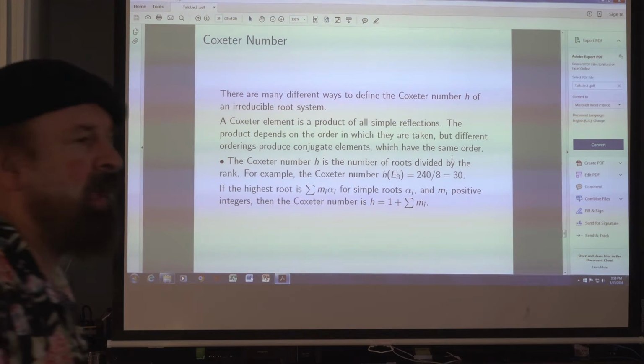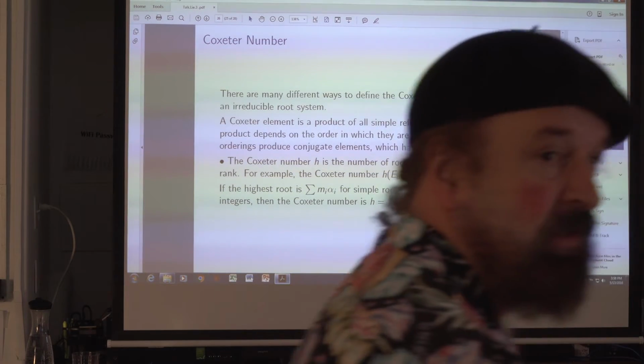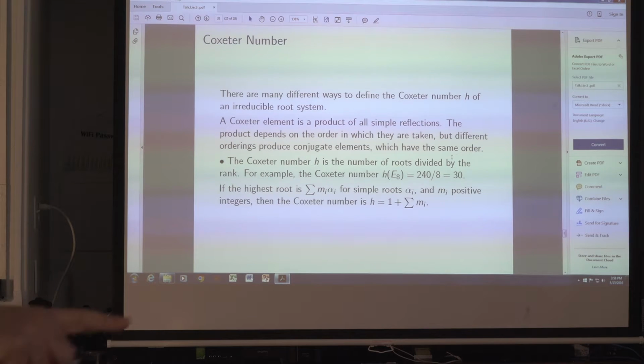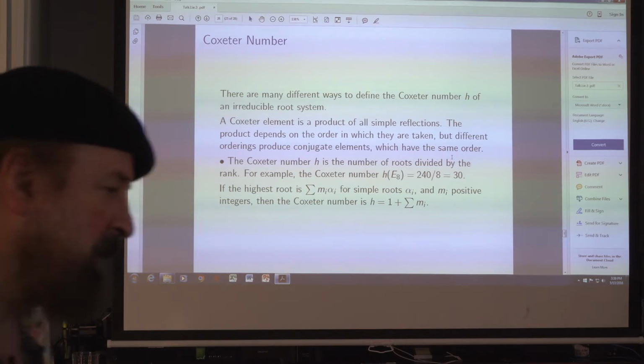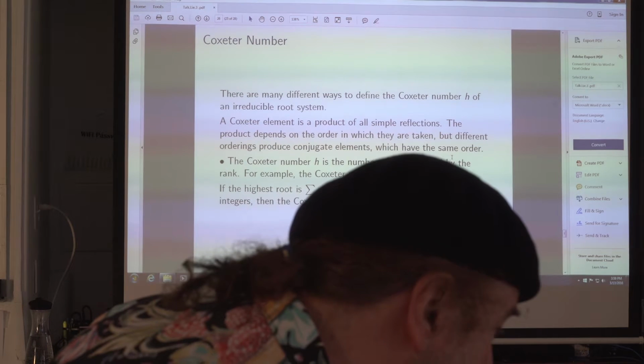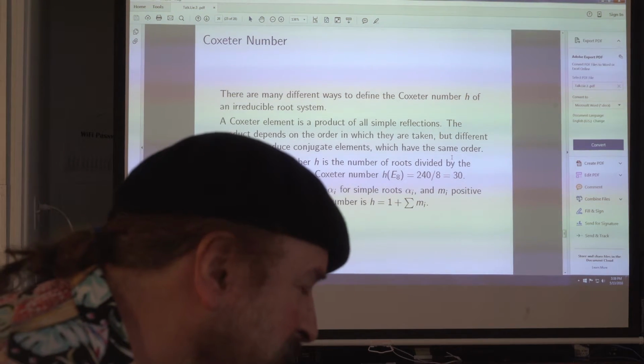You have all the drawings in your book on pages 310, 311, 312. Question? Between B2 and C2, they look the same, just symmetric. So it depends on what is alpha 1 and alpha 2.